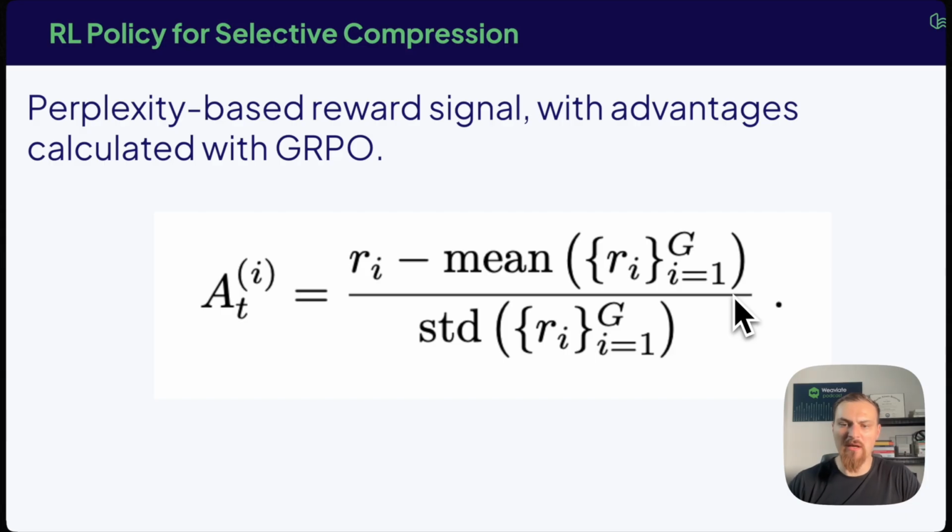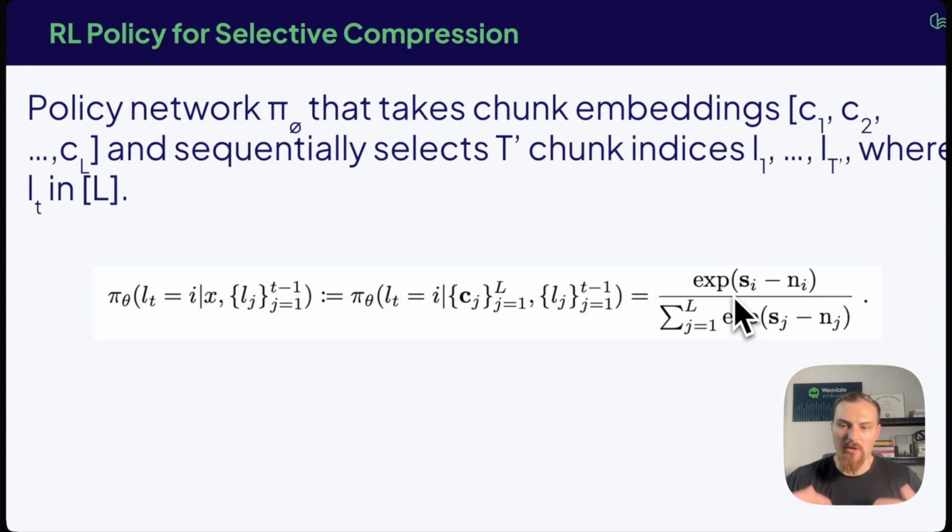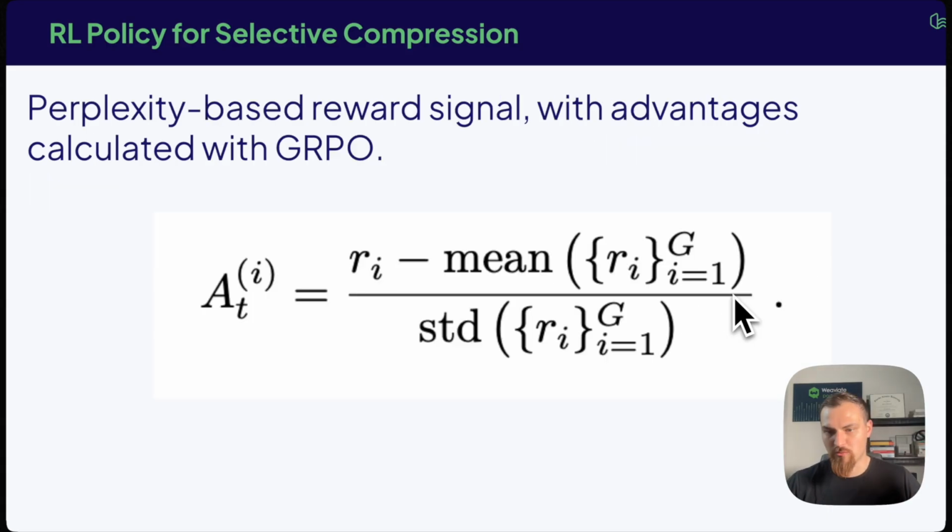So GRPO is instead using the group mean. Instead of having a value network that calculates the value of this state action, like what you expected the value to be compared to what you got, you're going to be estimating it from the group. The idea of the group is, we sample a ton of different chunk expansions, and then we get the reward, which is the negative perplexity from our decoder for all those different potential chunk expansions. And that becomes the group mean and the group standard deviation. So this is how you get that adjusted advantage.